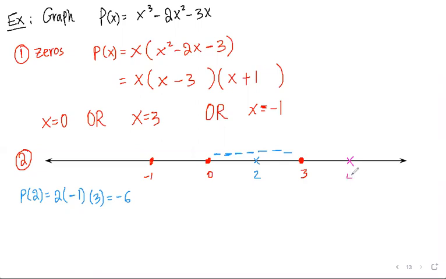Let's take 4. So p of 4 is 4 times (4 minus 3), which is 1, and 4 plus 1 is 5. So the answer is 5 times 1, which is 5, times 4 is 20. Positive. So positive.